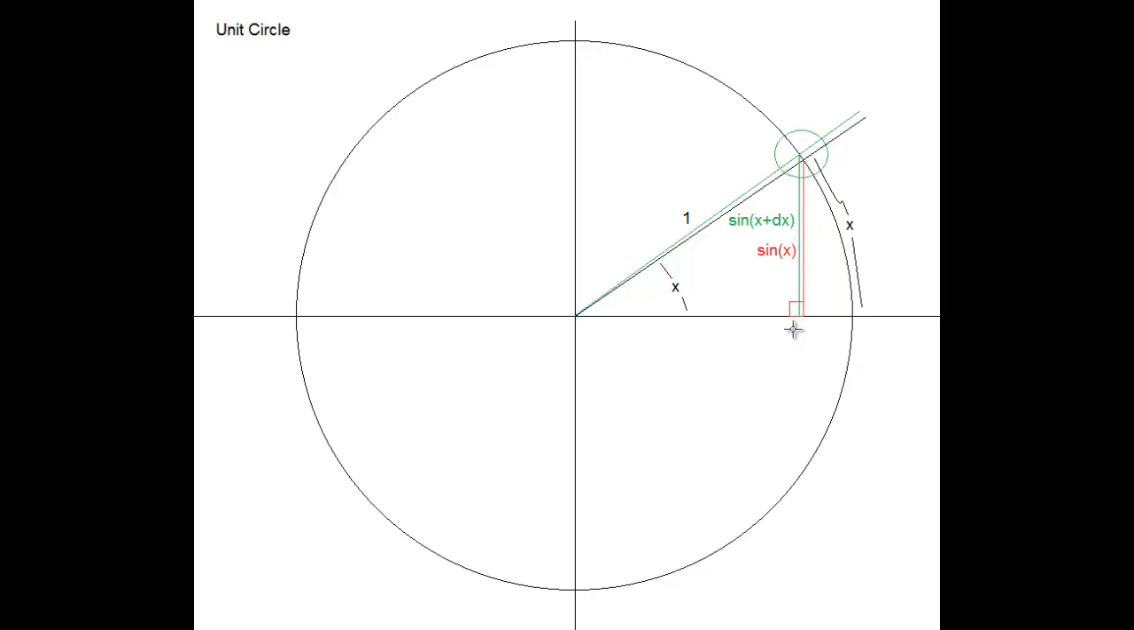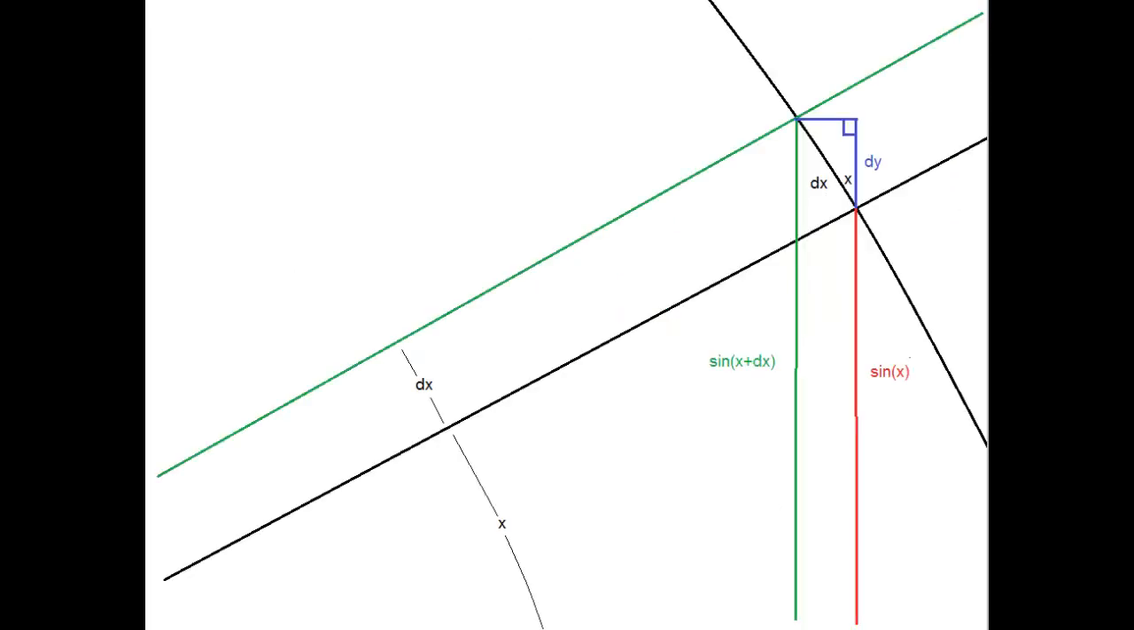So we're going to zoom in on that little part of the graph right there. Here's the zoomed in version. The black line is our original radius out to the edge of the circle. That angle x is what determines the sine x, the height of that triangle. So then we increase the angle by a small amount dx, and that, when we zoom in, looks like an almost parallel line that also touches the edge of the circle.